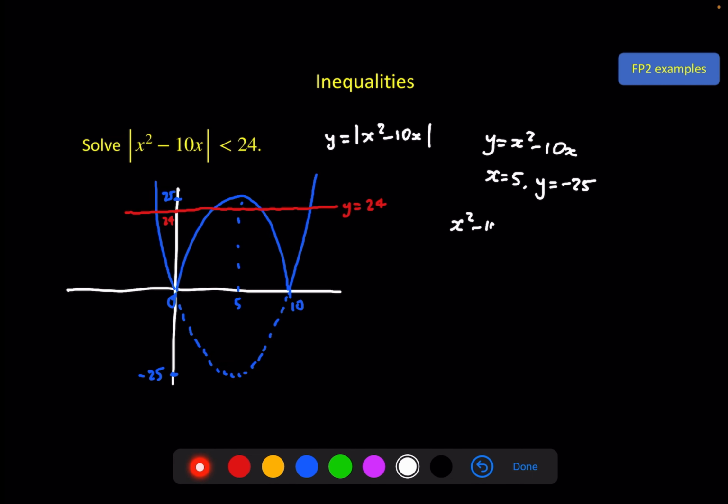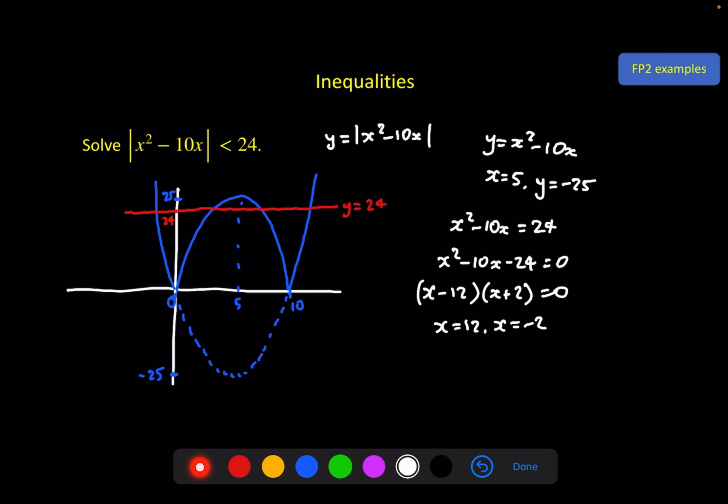x squared minus 10x equals 24. x squared minus 10x minus 24 equals 0. x minus 12, x plus 2. So we get x is equal to 12 and x is equal to minus 2. And obviously the 12 is here and the minus 2 is over here.